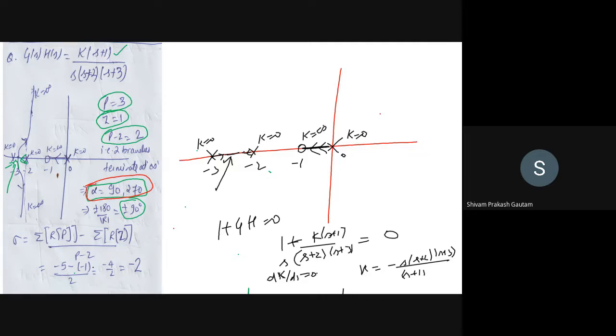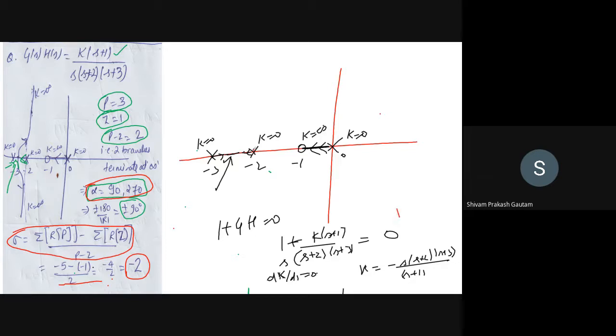Okay, and now we have to calculate the centroid. So the centroid is calculated here. It is the summation of real parts of poles minus summation of real parts of zeros upon p minus z. So you can see I have put all the values here, and the centroid we are getting is -2. So -2, that means this is our centroid.